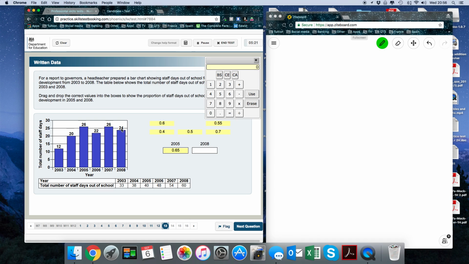And I can understand. So 2008, you look at the bar, it's 24. Look at the table, it's 60. So it's 24 out of 60. Sometimes with these you have to look past the wording and be confident that it's just a decimal question and just go for it.